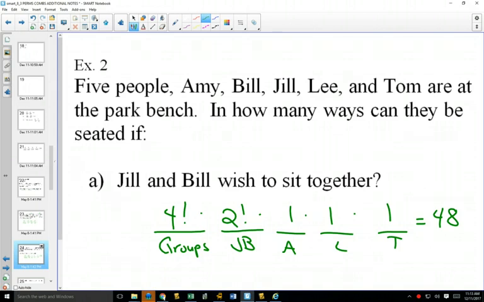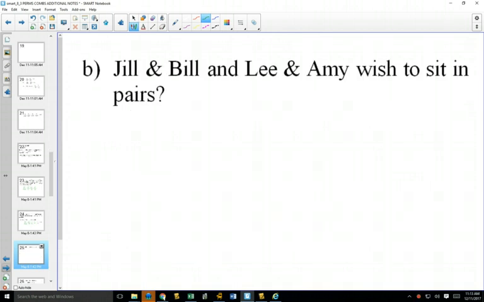Now spring is really spreading, and in part B, the next week, now Jill and Bill are sitting together, and Lee and Amy also want to sit together. So you have your 5 people, Jill and Bill are together, Lee and Amy are together. So how many groups do we have now?